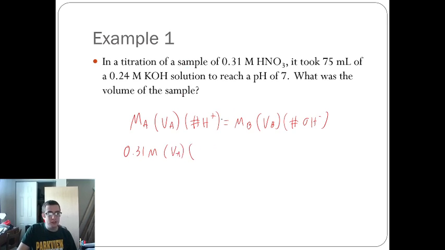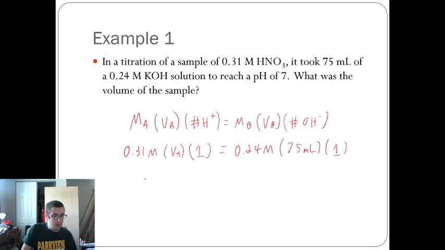And then number of hydrogens. So I look at HNO3, it's only got one H in the formula, so that's just going to be a 1. Equals the molarity of our base, which is going to be 0.24, times the volume of our base, that's going to be 75 milliliters. And then the number of OH, so in KOH, I've only got one OH there, so that is also just going to be a 1.